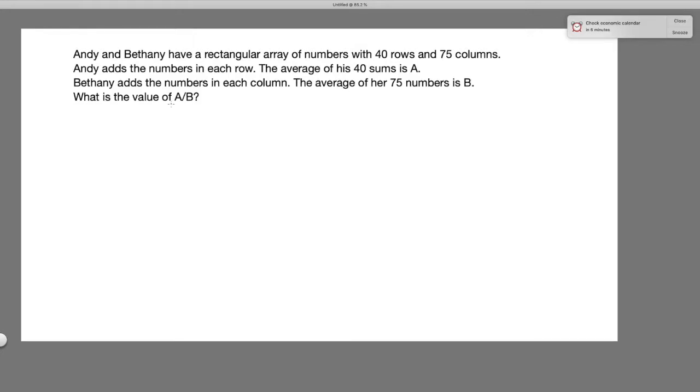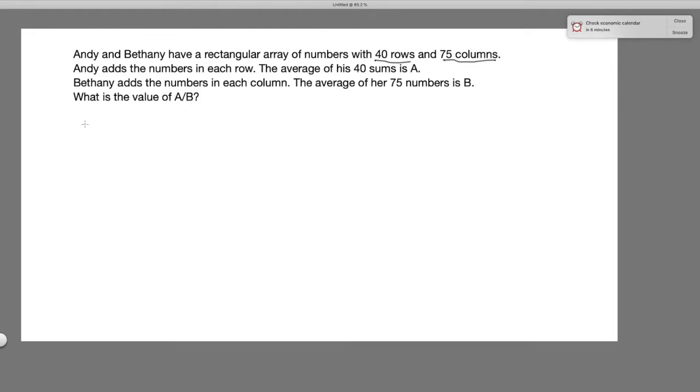Let's look at this 2009 AMC question. Andy and Bethany have a rectangular array of numbers with 40 rows and 70 columns. Andy adds the numbers in each row. The average of his 40 sums is A. Bethany adds the numbers in each column. The average of her 75 numbers is B. What is the value of A over B?